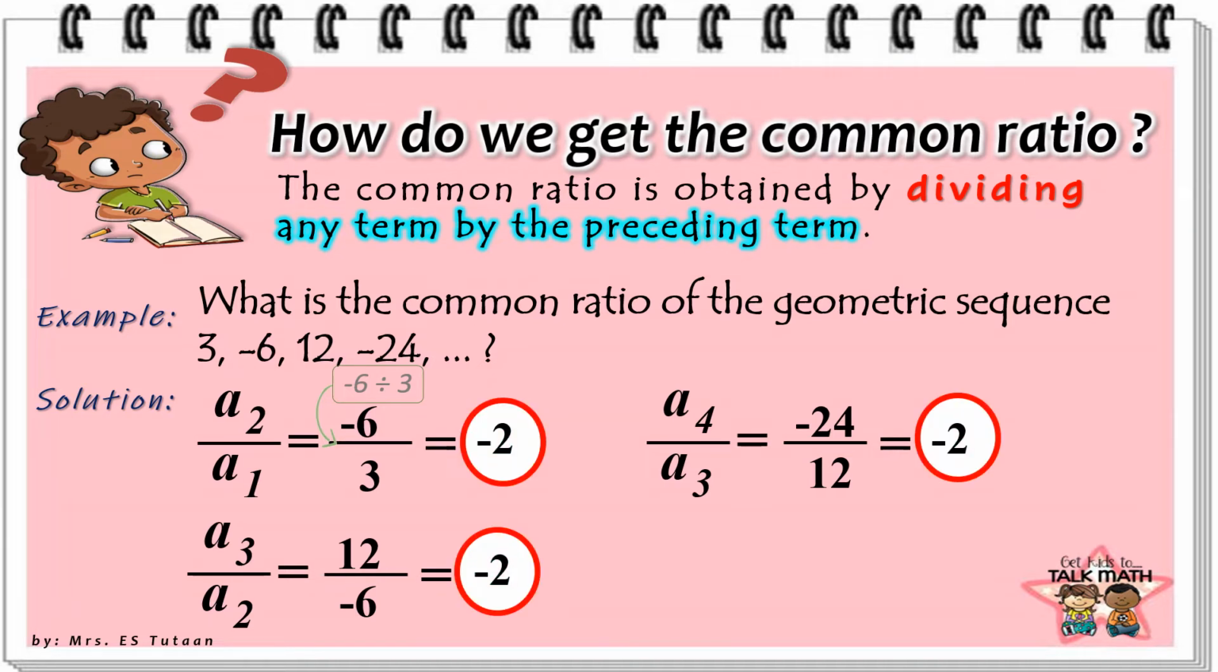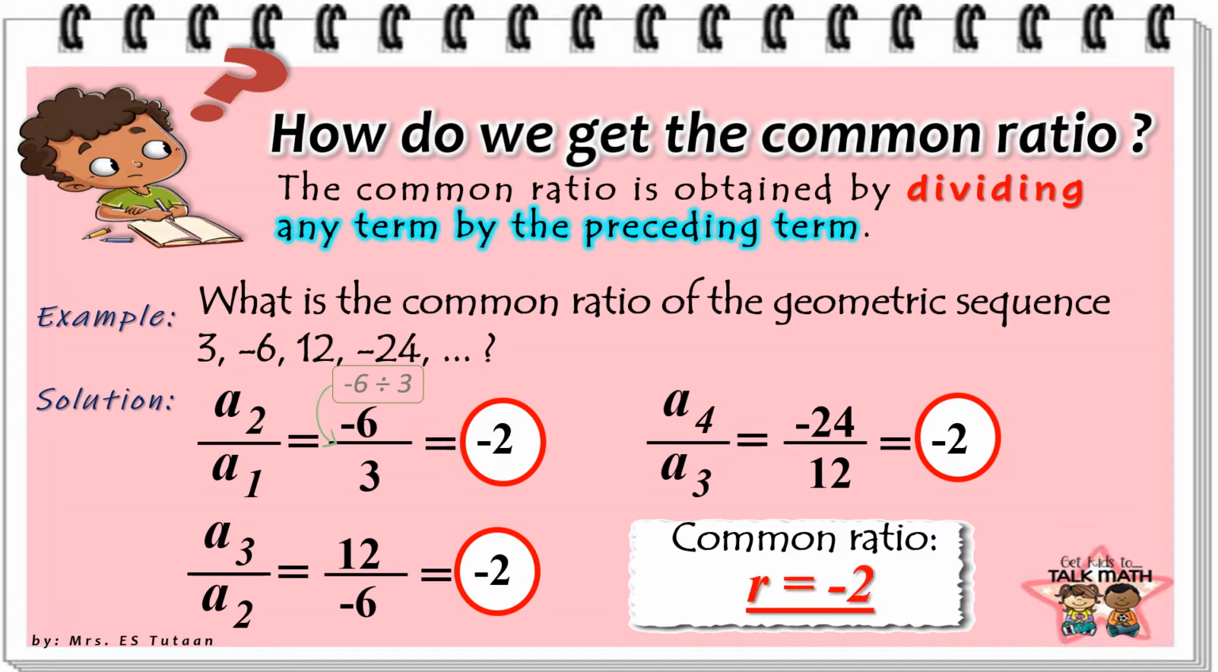So kung mapapansin nyo, lahat ng sagot dyan ay negative 2. That means to say na meron tayong common ratio at ang ating common ratio is negative 2. So that's how you get the common ratio of the given geometric sequence.